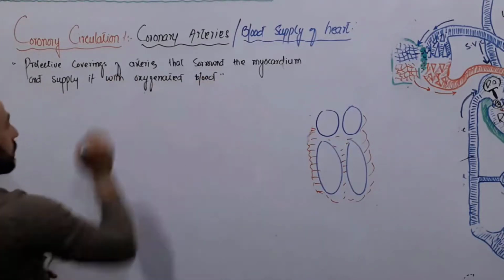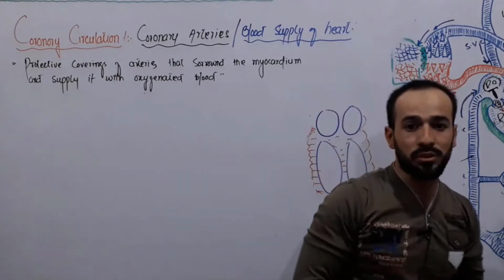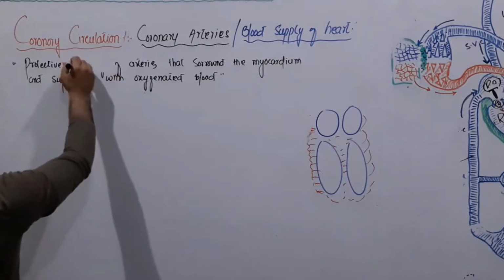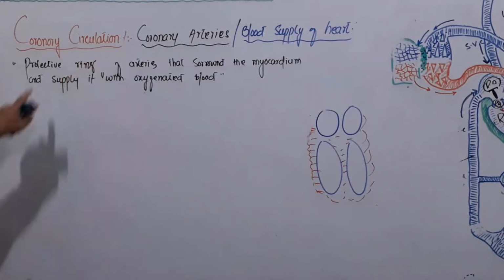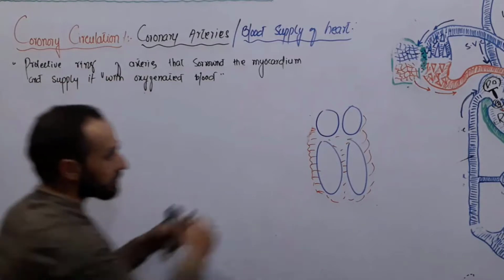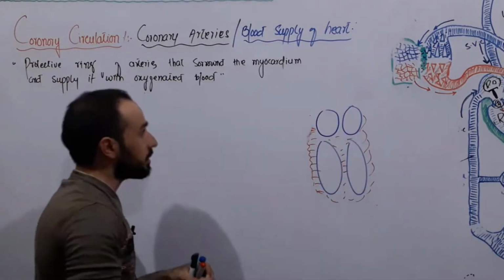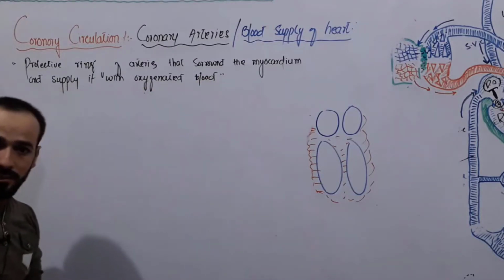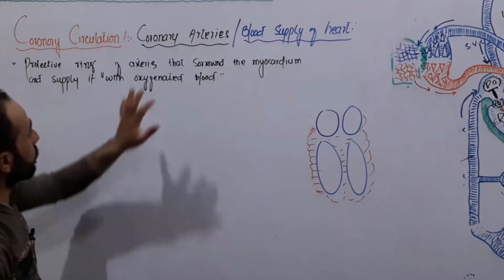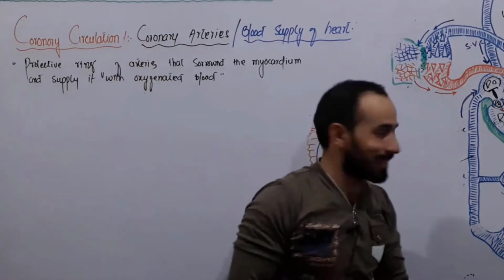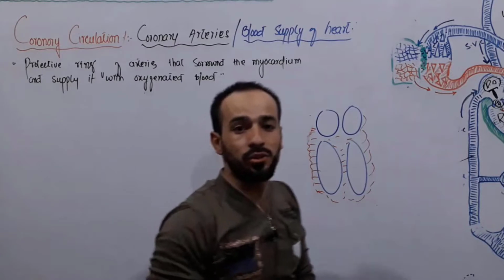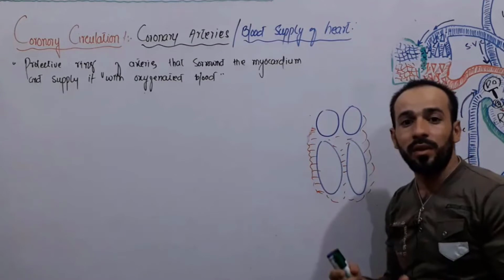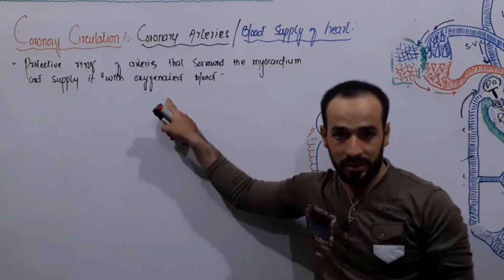This is the definition of coronary arteries: these are the protective ring. Instead of covering, we can also write ring. Protective ring of arteries that surround the myocardium, right? Why are they here? To provide the myocardium with oxygenated blood. So one of the important functions of the coronary arteries is to provide the myocardium, these muscles of the heart, with oxygenated blood, right?